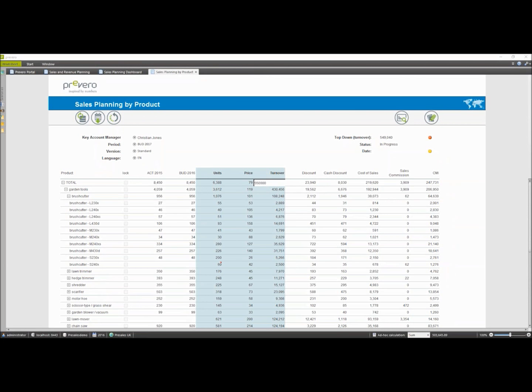And now magically I've got to my target, so everything's gone green, so that's great. So what I can now do is submit this up to the next level for review, and they can see an email that's actually been sent to my supervisor to say that I've submitted this.